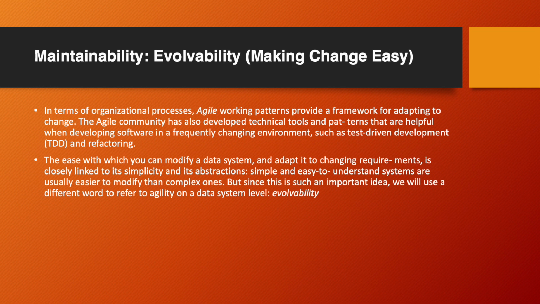Now let's talk evolvability in the context of maintainability. In terms of organizational processes, agile working patterns provide a framework for adapting to change. The agile community has also developed technical tools and patterns that are helpful when developing software in a frequently changing environment, such as test-driven development or TDD in short, and refactoring. The ease with which you can modify a data system and adapt it to changing requirements is closely linked to its simplicity and its abstractions. Simple and easy to understand systems are usually easier to modify than complex ones. But since this is such an important idea, we will use a different word to refer to agility on data system level. It's called evolvability.